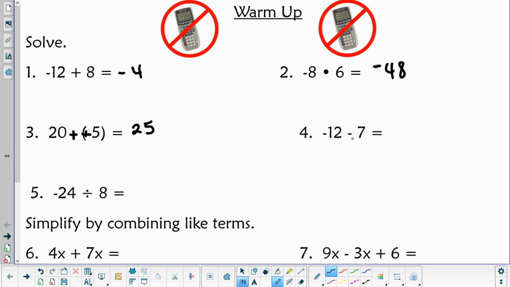Okay. Negative 12 minus 7. So again, think like we talked about in number 1. If you're at negative 12 on a number line and you're subtracting, you're moving left. So you're becoming more negative. So in this one, if I move 7 to the left, I'm at negative 19.